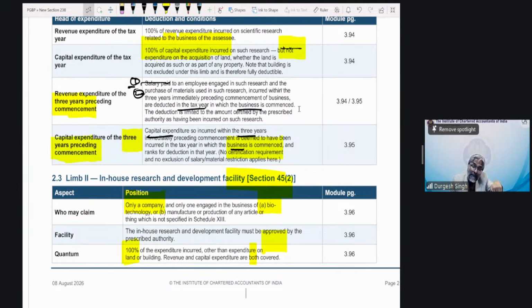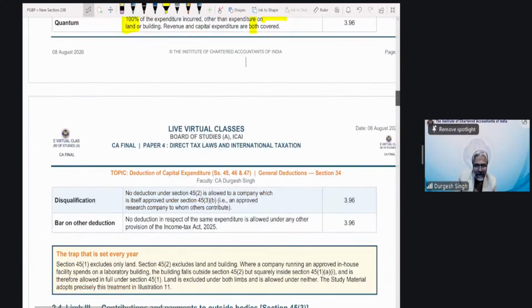Today, when a biotech company purchases plant for scientific research, it claims a deduction of 100% here. And if it is constructing a building for scientific research, it goes to 45(1) and claims 100% there. So now the only difference is the citation of the section, whether it is 45(2) or 45(1). What about land? Land, in any case, students, is not allowed as a deduction at all.